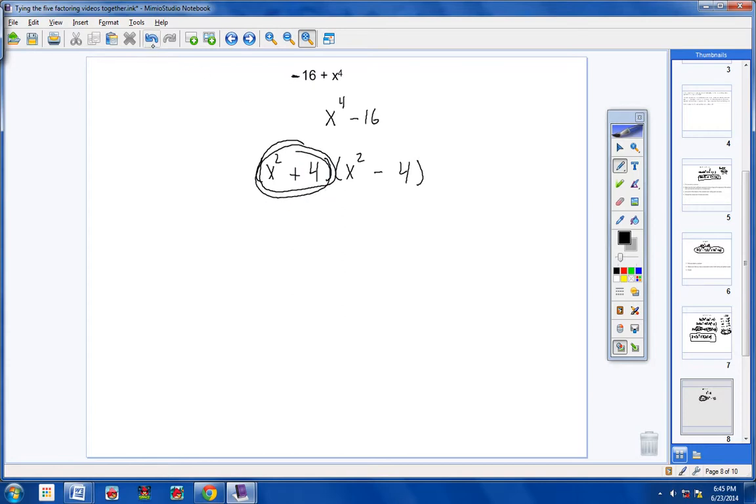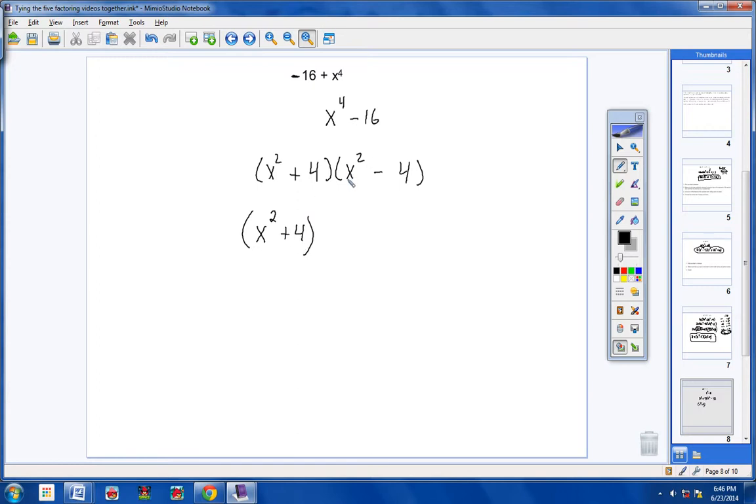And you say, well, Mr. Earhart, you have a perfect square here and a perfect square here. Yes, you do, but when you're dealing with perfect squares, the first one's got to be positive, which it is. The second term has to be negative, and it's not. So you cannot factor this first parentheses any further. However, look at the second parentheses.